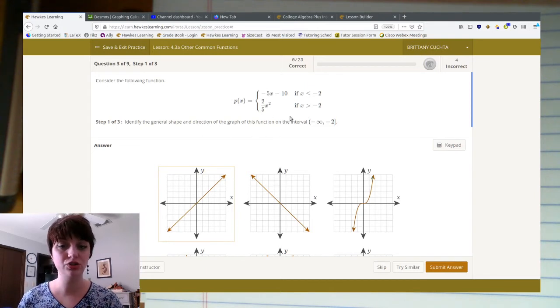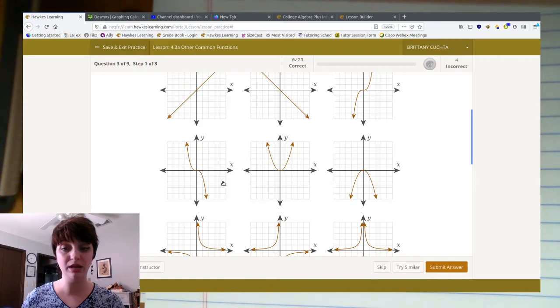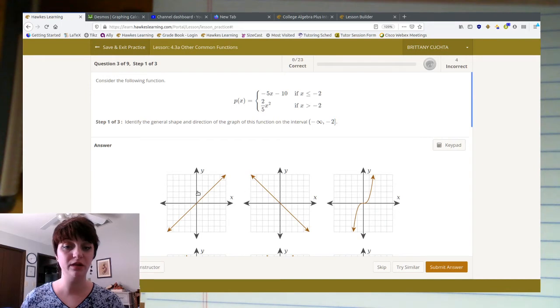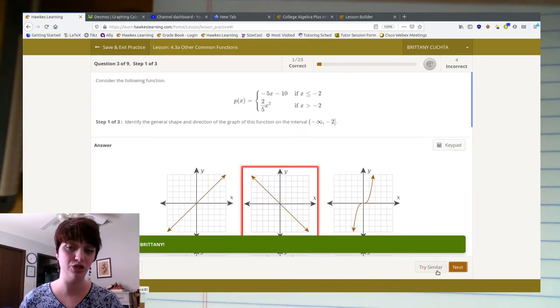All right, so the general shape of this function on negative infinity to negative 2. So that's all the stuff less than negative 2, so that's region 1. That's this thing, the minus 5x minus 10. So that's a line, and it has a negative slope because of the negative 5. So it's not going to be any of these nonlinear things. It's either got to be the first one or the second one. Now the first one is a line with positive slope, so it's not that one. The second one is a line with negative slope, so that's the overall shape.